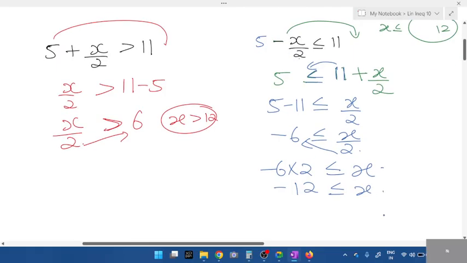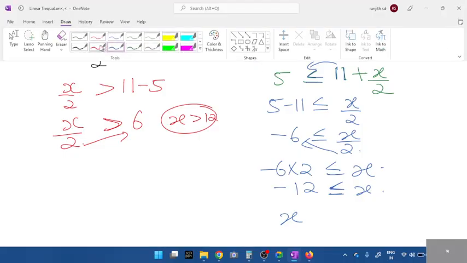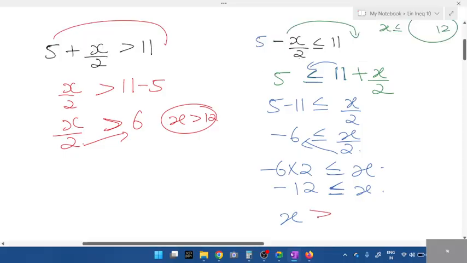And when you rewrite this, remember x should always be on the left hand side. When you rewrite, which side is the arrow pointing towards? Number or x? It's pointing towards the number, so you can rewrite like this. Isn't it pointing towards the number? This is the answer. X is greater than or equal to minus 12.